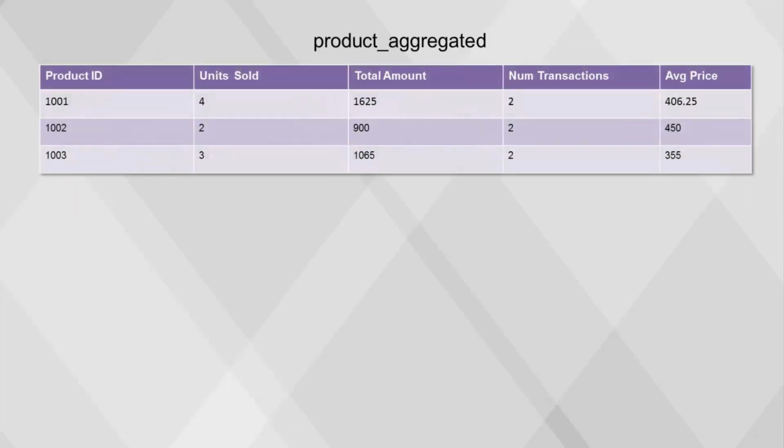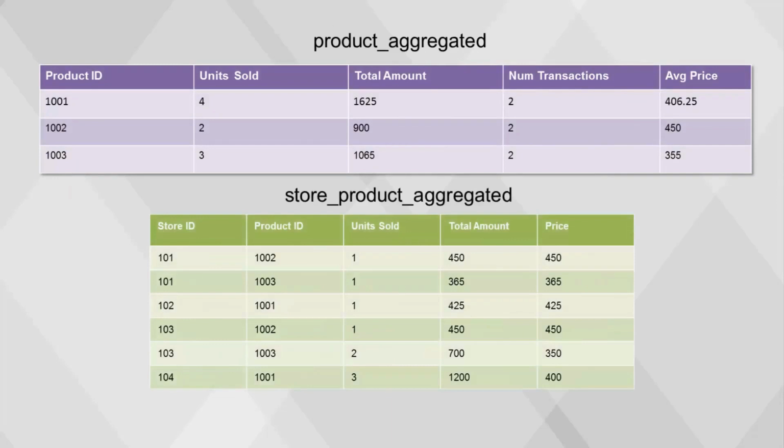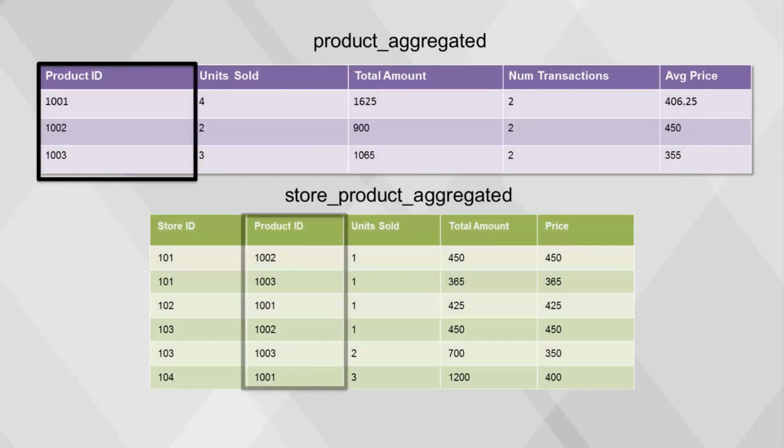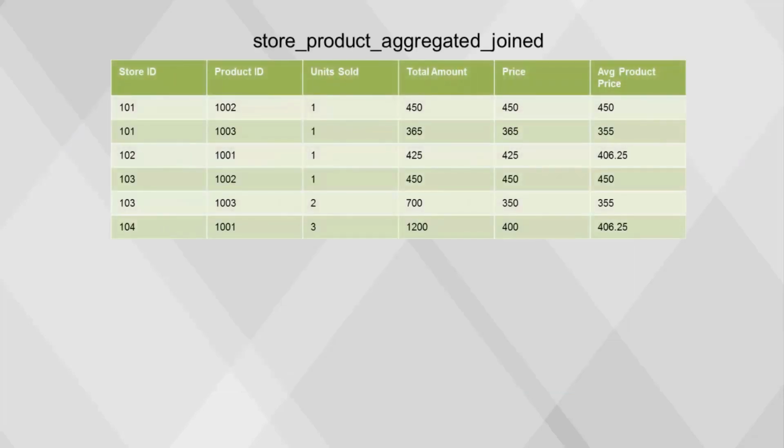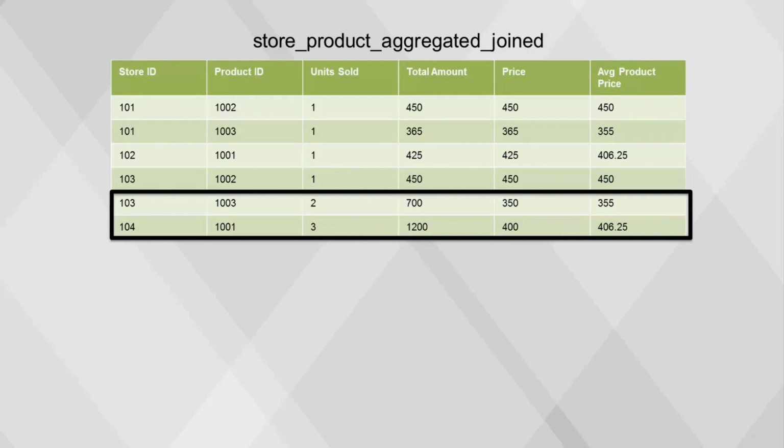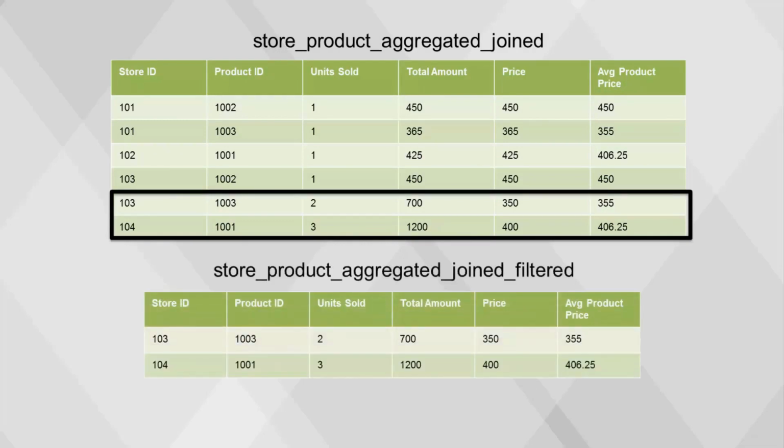The next step is to join the product aggregate table to the store product aggregate table using product ID as the common field between the 2 tables. This results in a table with a similar structure as the store product aggregate table, with the only difference being the new column, average product price. We filter the resulting table to only include rows where price is less than average product price. There are only 2 rows where this is true.